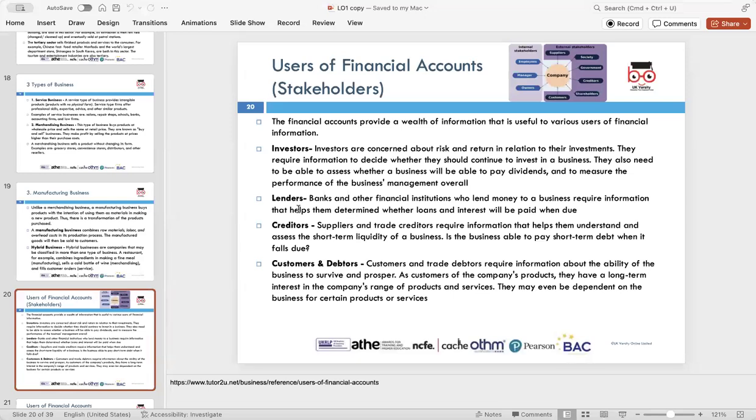Lenders, banks, and other financial organizations that provide loans to businesses need information that assists them in determining whether or not the loans and interest will be paid back when they are due. In order to comprehend and evaluate the short-term liquidity of a business, creditors, including suppliers and trade creditors, require information that provides them with the necessary information: will the company be able to meet its short-term debt obligations when they become due?